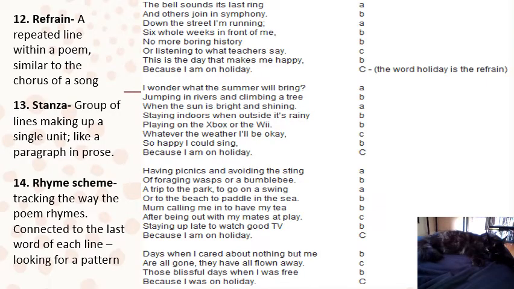Look at three more elements. This has more to do with the structure. A refrain, which is something you see in songs pretty much all the time, though there are always exceptions, is a repeated line in a poem, very similar to the chorus of a song. In this case, if you look on the right, this is our key to identifying what each line of the poem is doing. The refrain is put in a capital C, and that line gets repeated. As you can see, it's repeated here, because I'm on a holiday, and in the next three stanzas.